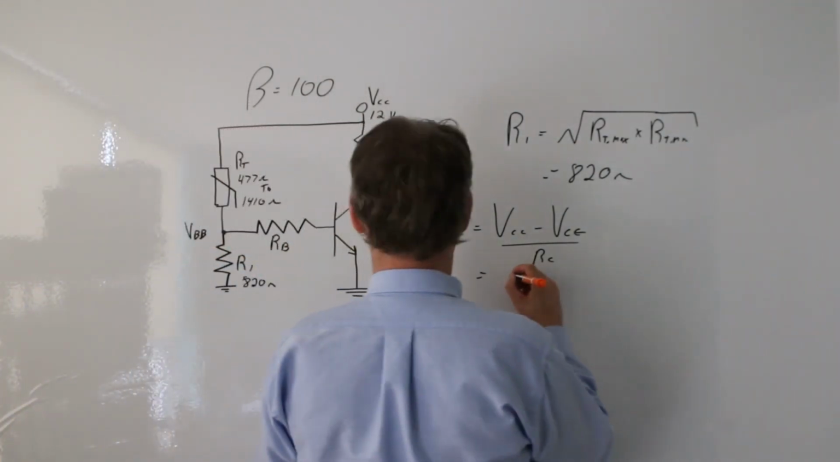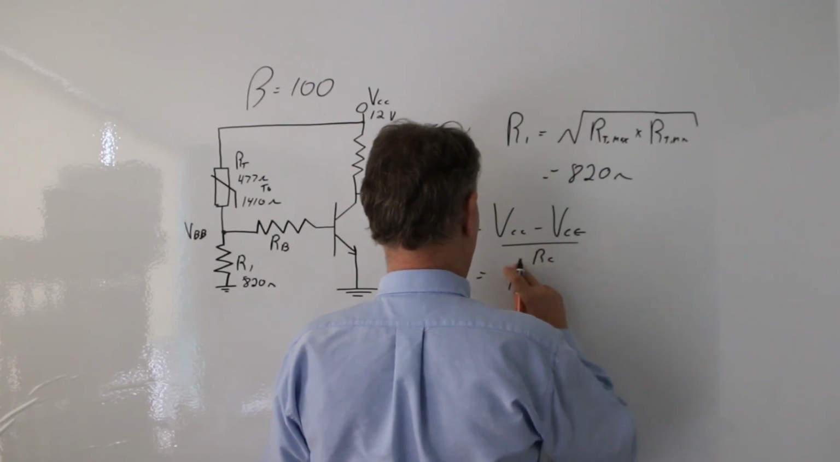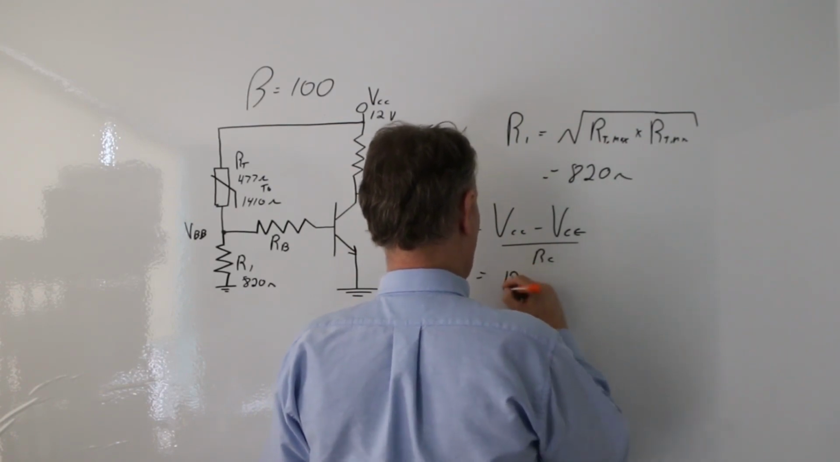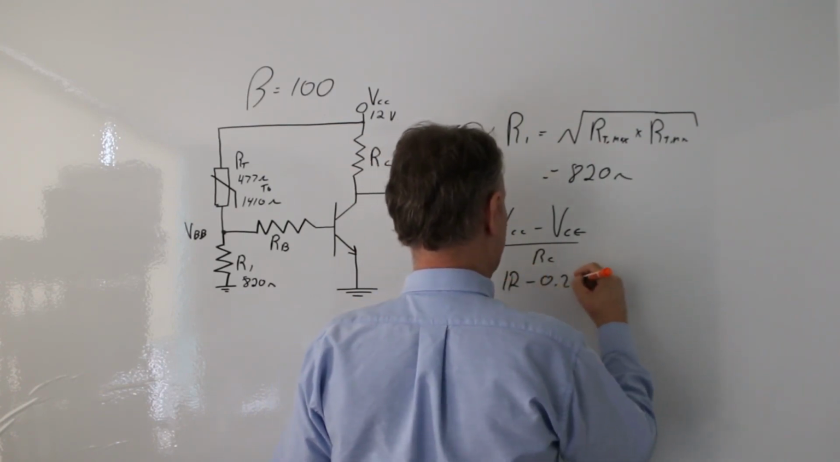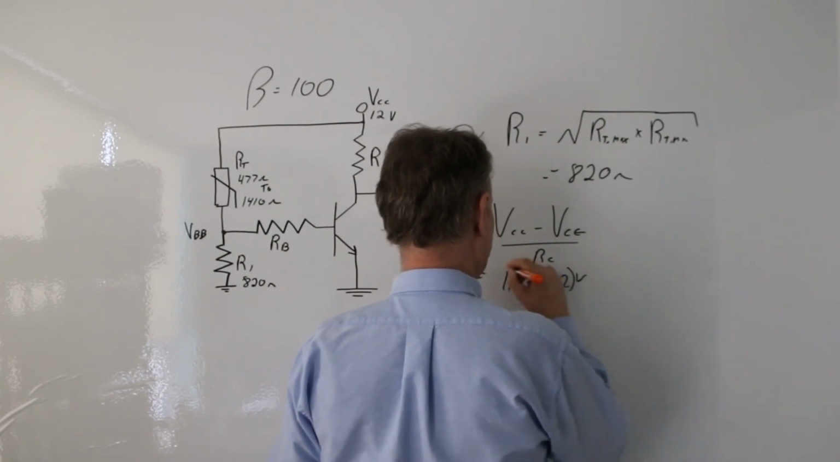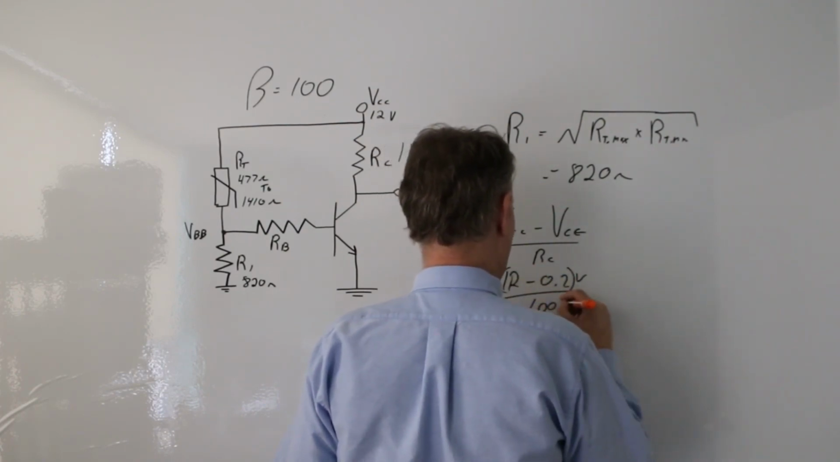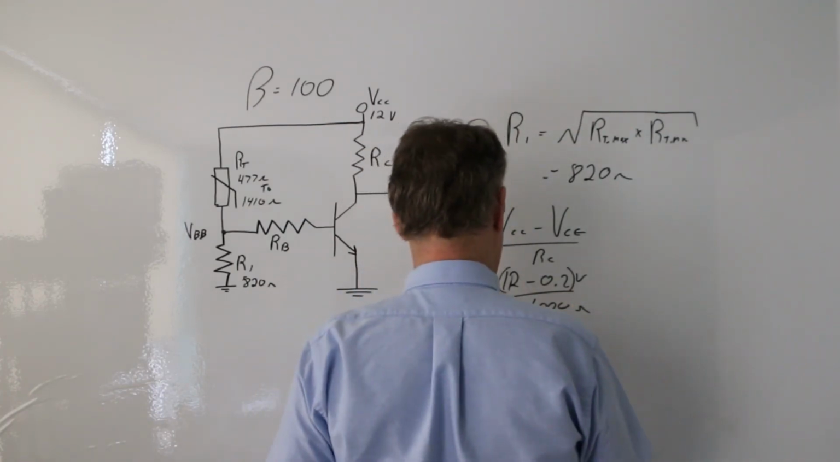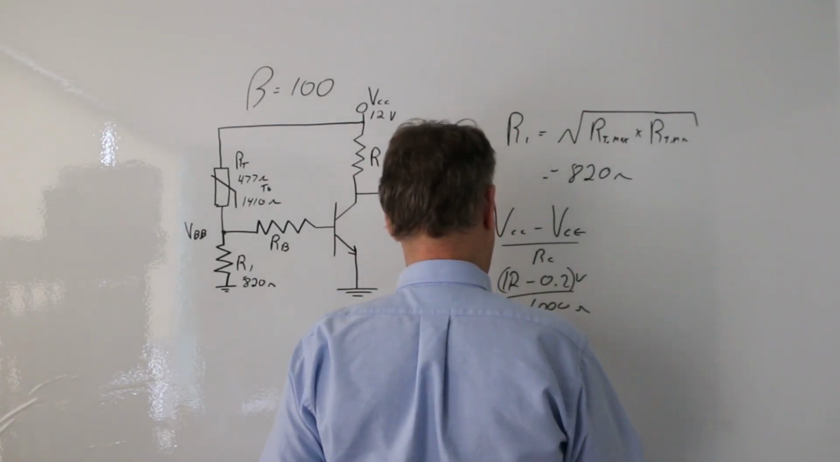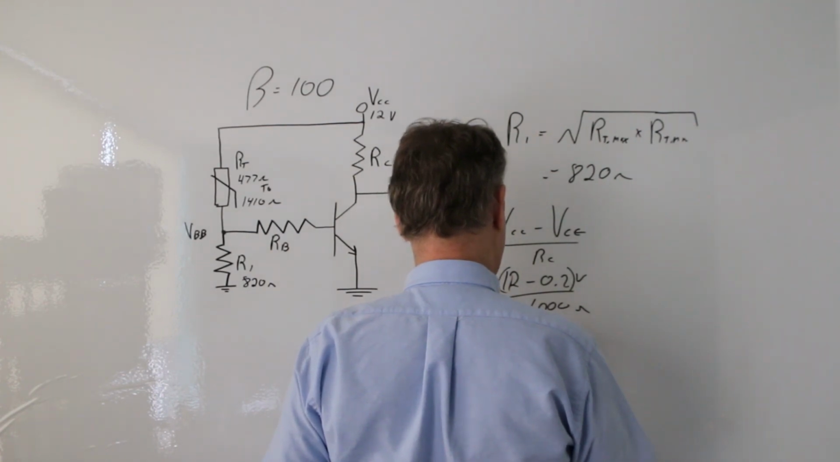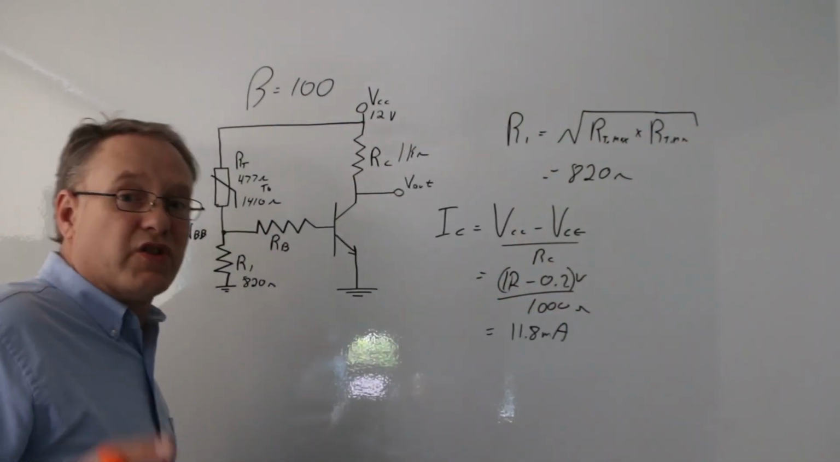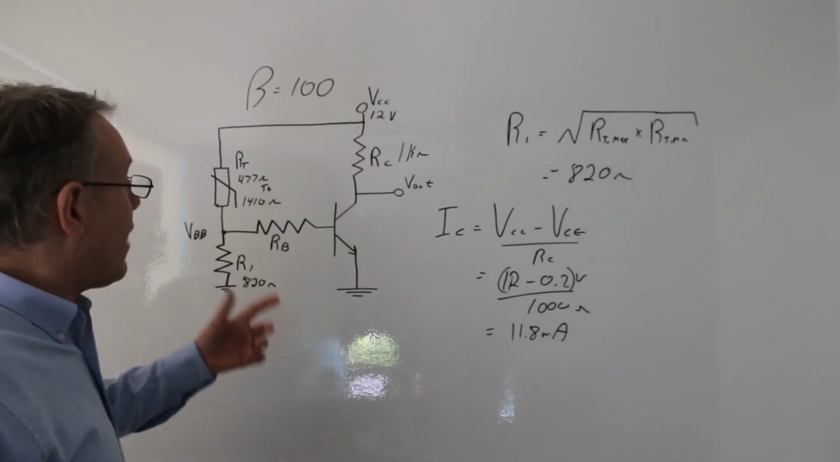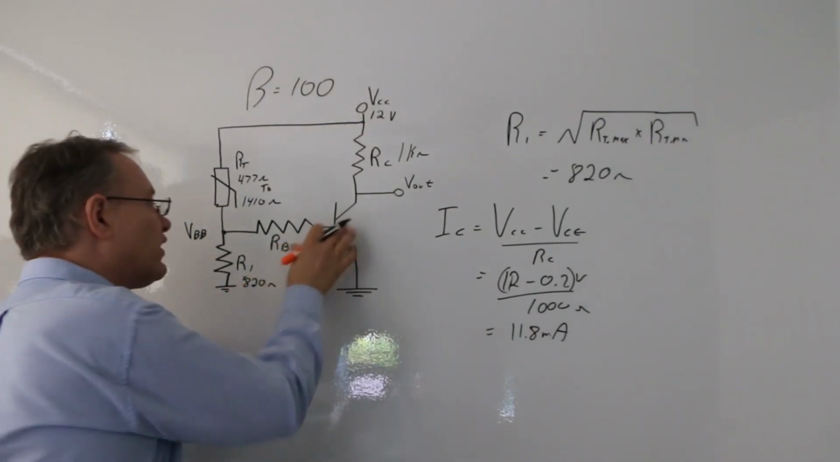So if I throw these numbers in here, 12 minus 0.2 volts divided by 1,000 ohms, I get 11.8 milliamps.